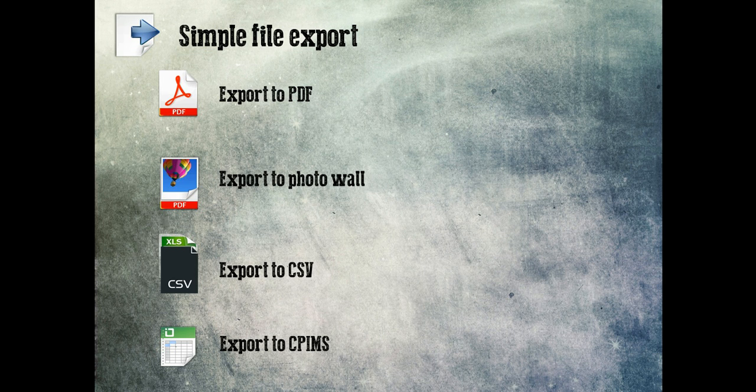The next one is export to CPIMS. Now, just to explain, CPIMS is not a file format. It's actually a case management system used by a few aid agencies, and to be quite honest about it, the exported file is actually an Excel file. The only difference is it's exported in a format that is very specific to CPIMS. So if you want to access records through something like Excel, it's best to use export to CSV.